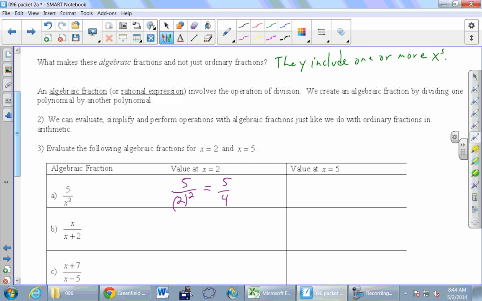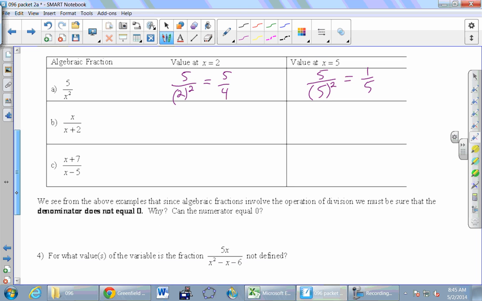Let's fill in the next column, which is the value of that same fraction, but at x equals 5. What do we get here? 1/5. So far, so good. Okay, let's jump down to part C. We'll skip B and go ahead and plug in the same x equals 2 for both x's. See what we come up with.